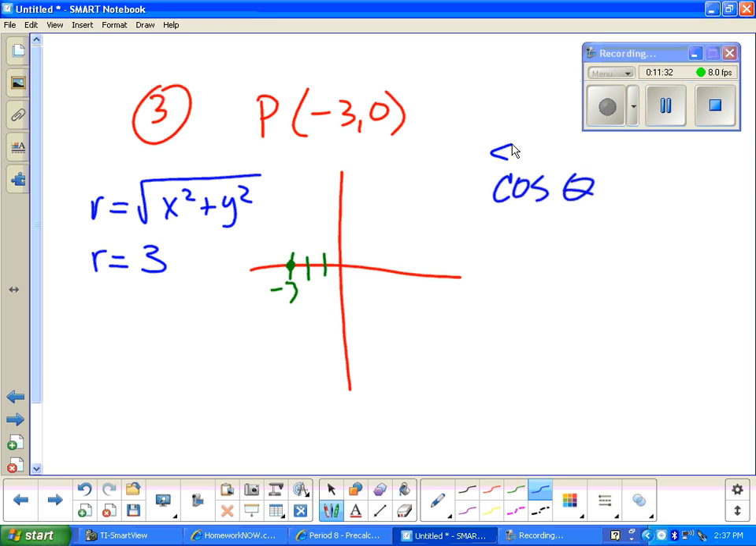sine theta is y, which is 0 divided by 3, or 0. Cosine is x divided by R. -3 divided by +3 is -1. And tangent is 0, y divided by -3, or 0.